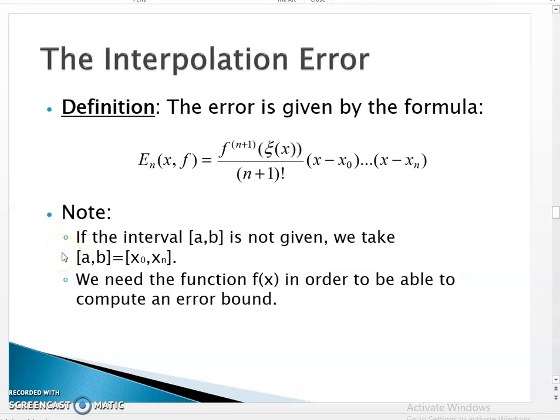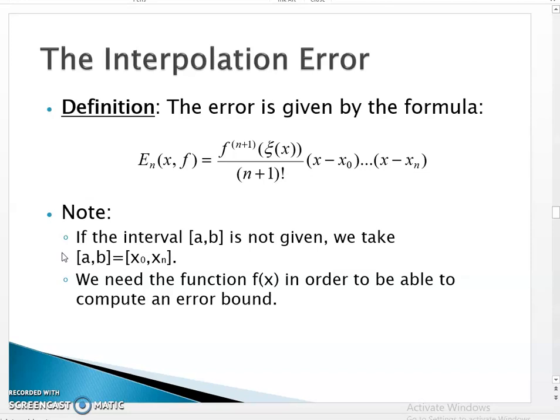Welcome to Chibuzor Mathphysics. In today's video, we are going to be dealing with the interpolation error. What exactly is the interpolation error? The interpolation error is said to be proportional to the distance between the data points to the power n, and therefore we can say that the interpolant is a polynomial and thus infinitely differentiable.